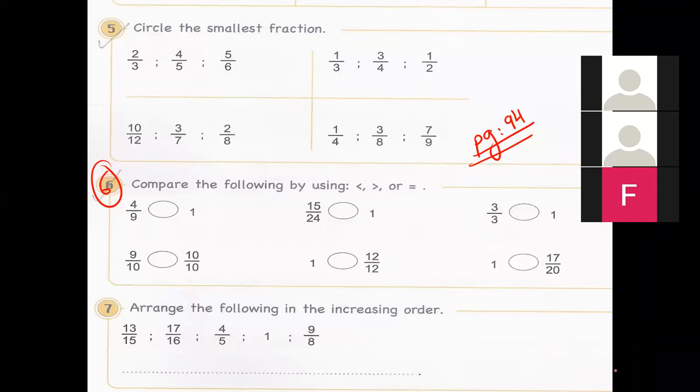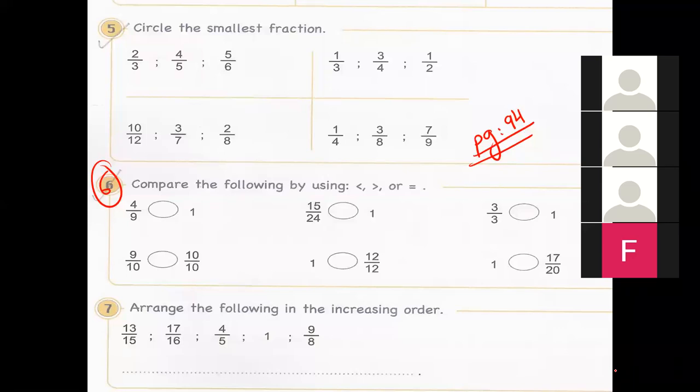Miss, can I do one? The first one. Teacher, I don't understand this question very well. Amal, how will I tell you to do it? 4 over 9. Compare. Easy. 4 is less or more than 9? Less. So it's less than 1. That's it. If it's more, we write more than 1.